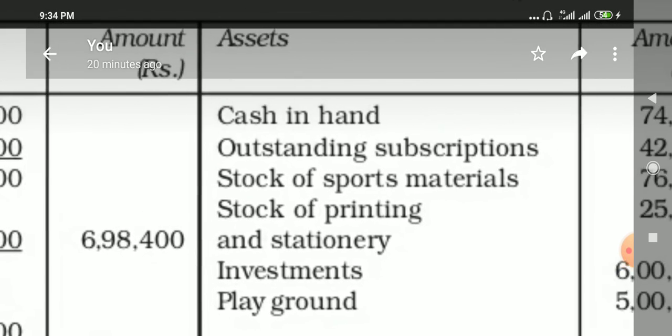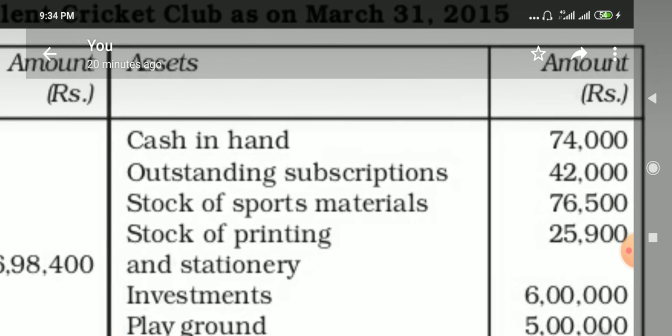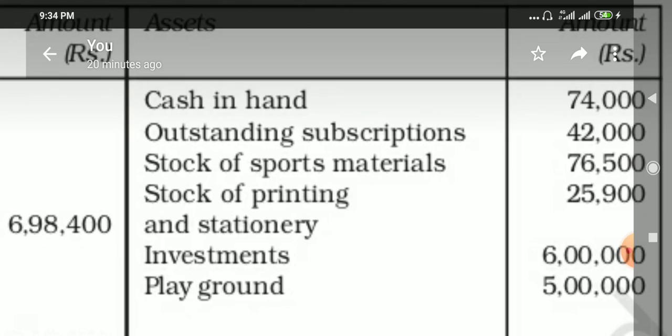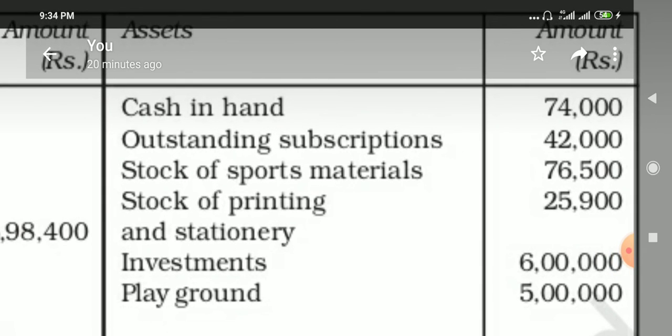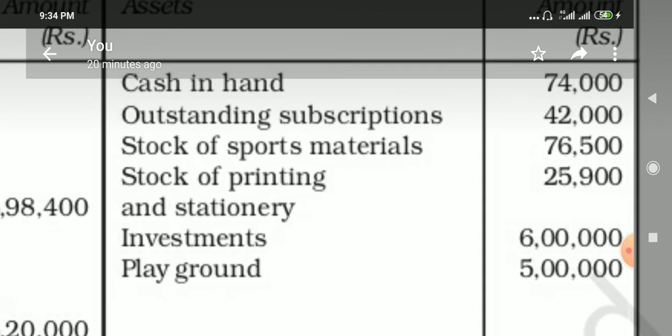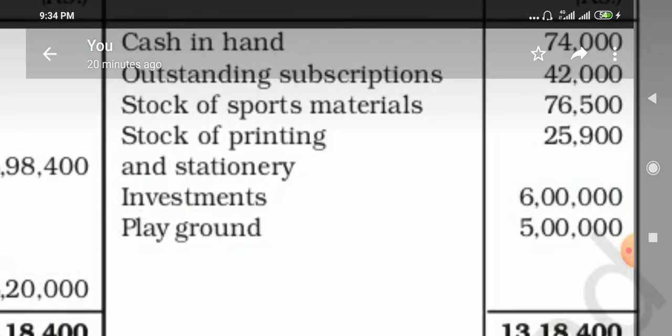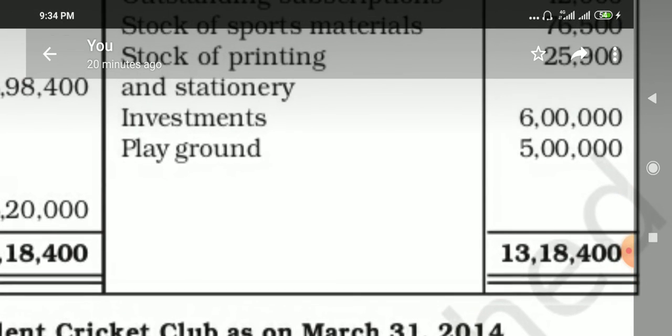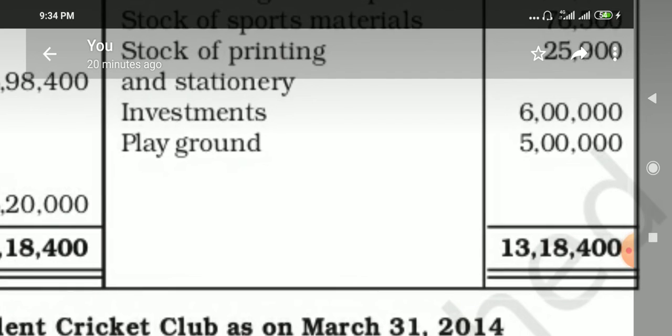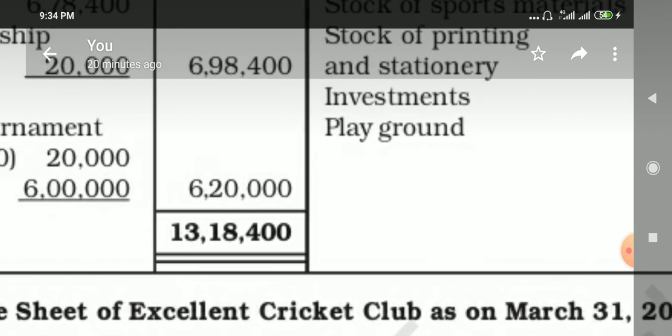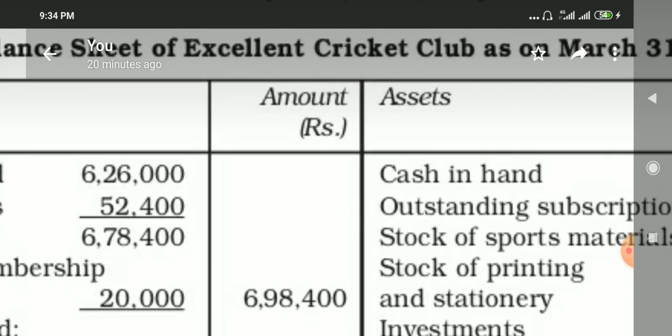Now coming to the asset side, cash in hand, closing balance of receipts and payment account. This is the closing balance of receipts and payment account 74,000. Then outstanding subscription, current year outstanding subscription 42,000. Then stock of sports material 76,500, stock of printing 25,900, and then investment 6 lakh, and playground 5 lakh. Then the total amount on both sides 13,18,400, 13,18,400. This is the full system.